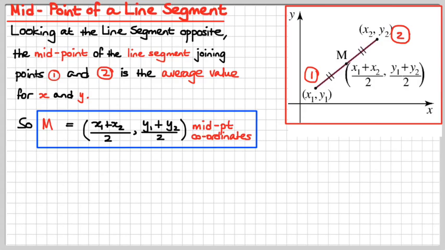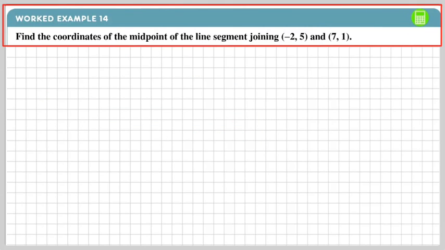So this is what you do. You add up the two x values, divide by however many of them there are, which is 2 in this instance, and then same thing with the y's. So that's it. Nothing very hard about that. So let's do some and see whether we can figure it out.